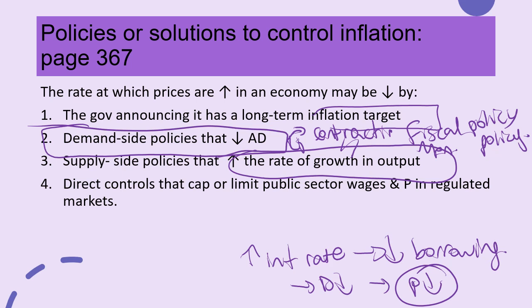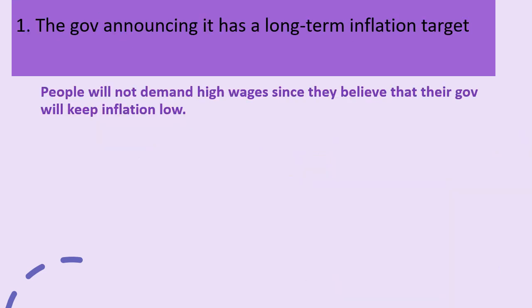Now, finally, what the government could do is direct controls that cap or limit public sector wages and prices in regulated markets. So let's see what that means. I will be explaining number 4 in a while. So here are the notes if you want to write them down. People will not demand high wages since they believe that their government will keep inflation low. This is for the first target.